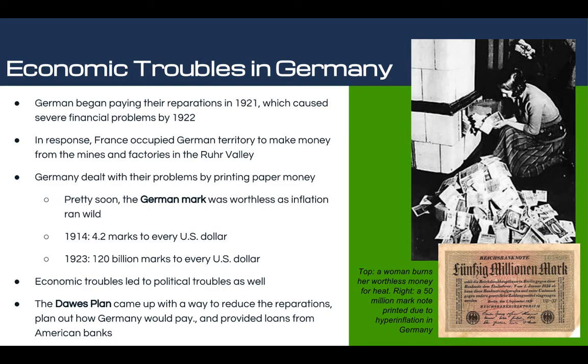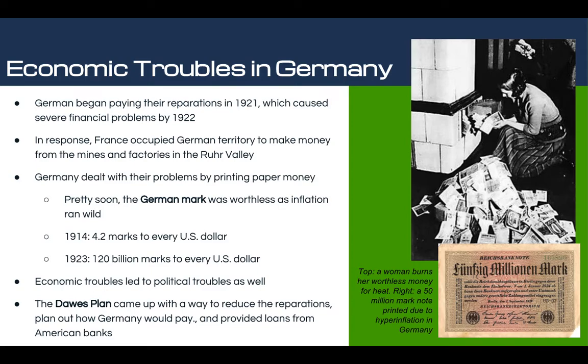France, in response to Germany stopping their payments, decides to occupy a part of Germany called the Ruhr Valley. And so they took over the mines and factories there in order to try to make some of the money that reparations should be sending their way. And so this was kind of controversial. It was certainly not ideal in what everyone wanted to be a peaceful world.